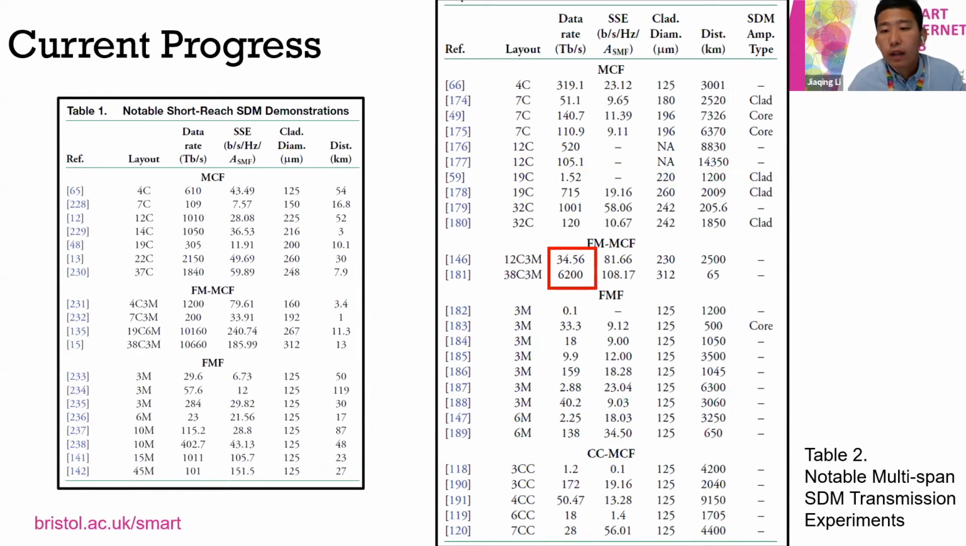And here we can say in few-mode multi-core fiber schemes, the larger capacity will have a shorter transmission distance, and the smaller capacity will have a longer transmission distance, which means we need to keep a balance between the transmission distance and the bandwidth.